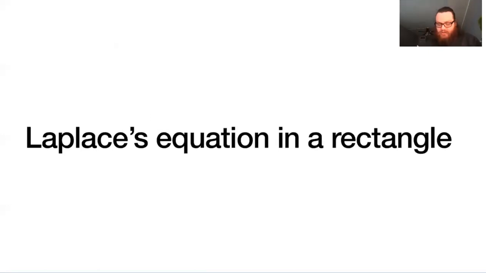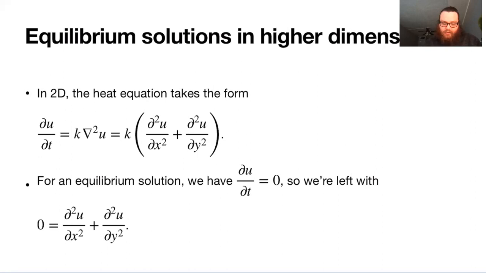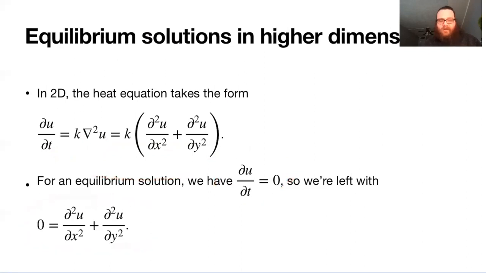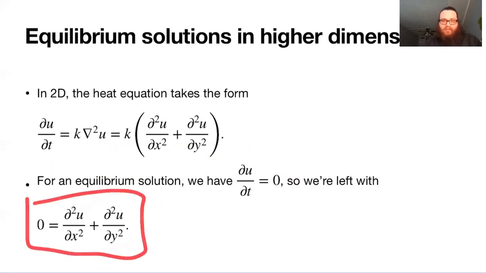Okay, so Laplace's equation in a rectangle. In 2 dimensions, what does the heat equation look like? Well, the time derivative is equal to some constant times the Laplacian of u. So the question is, what does this look like in 2 dimensions? Well, it looks like this. And if we want an equilibrium solution, we're requiring that the time derivative is 0. So plug this in, and you're left with this after dividing by k, but you have a 0 on one side, so it doesn't matter. Okay, so this is Laplace's equation, the thing we're going to be looking at now.